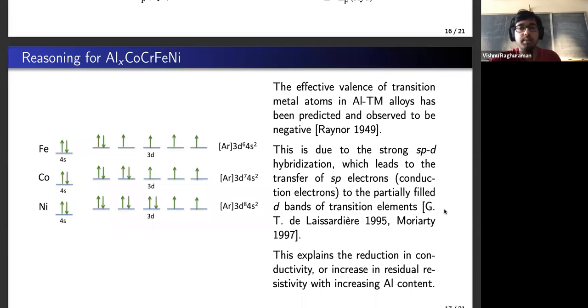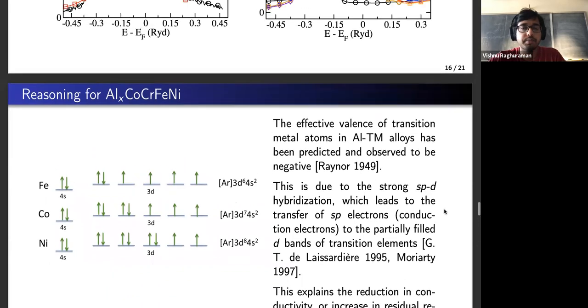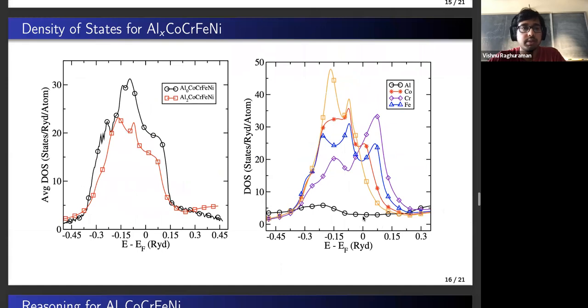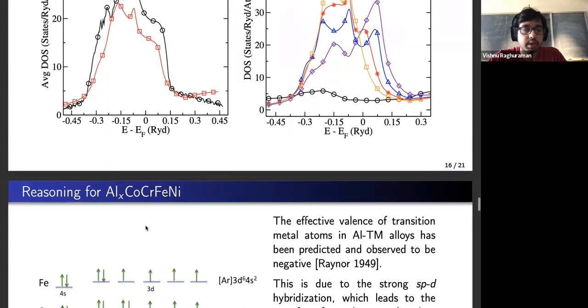And that is the reason we don't directly infer this from the density of states. What we initially thought by just looking at the density of states was that since this system has lower density of states at the Fermi energy, it should have high resistivity, but that is not true. That is not guaranteed, as we can see from the next system.